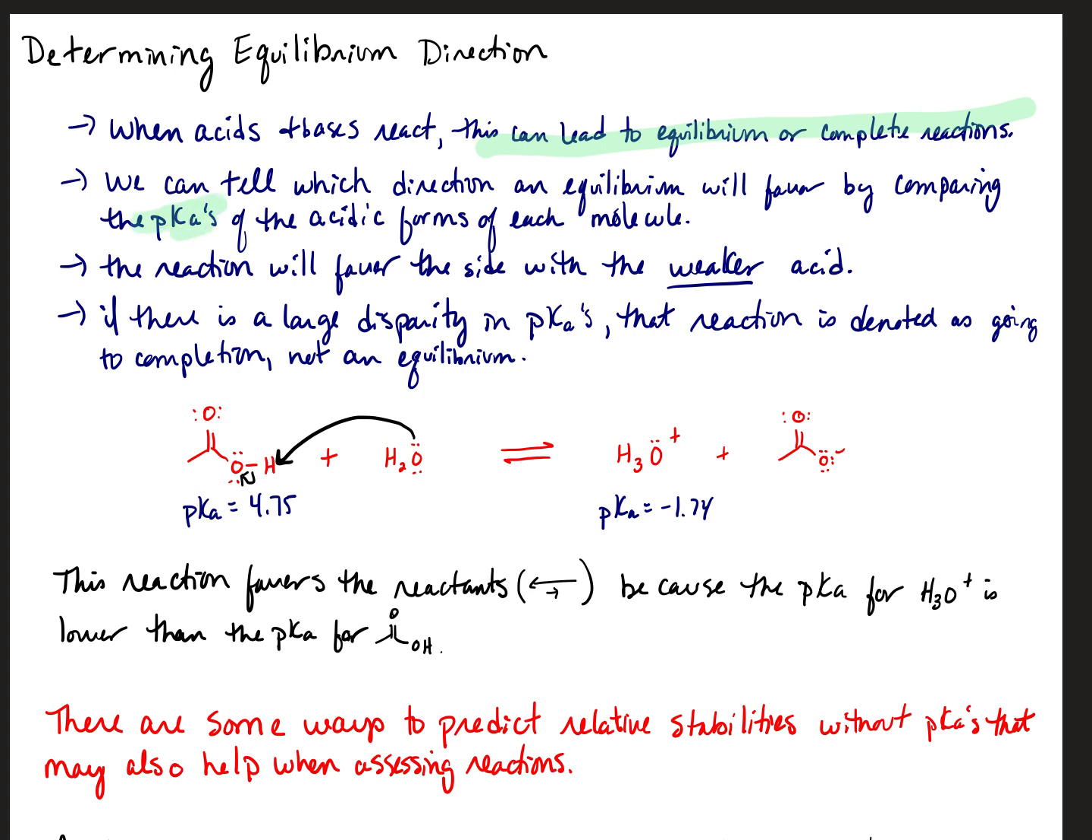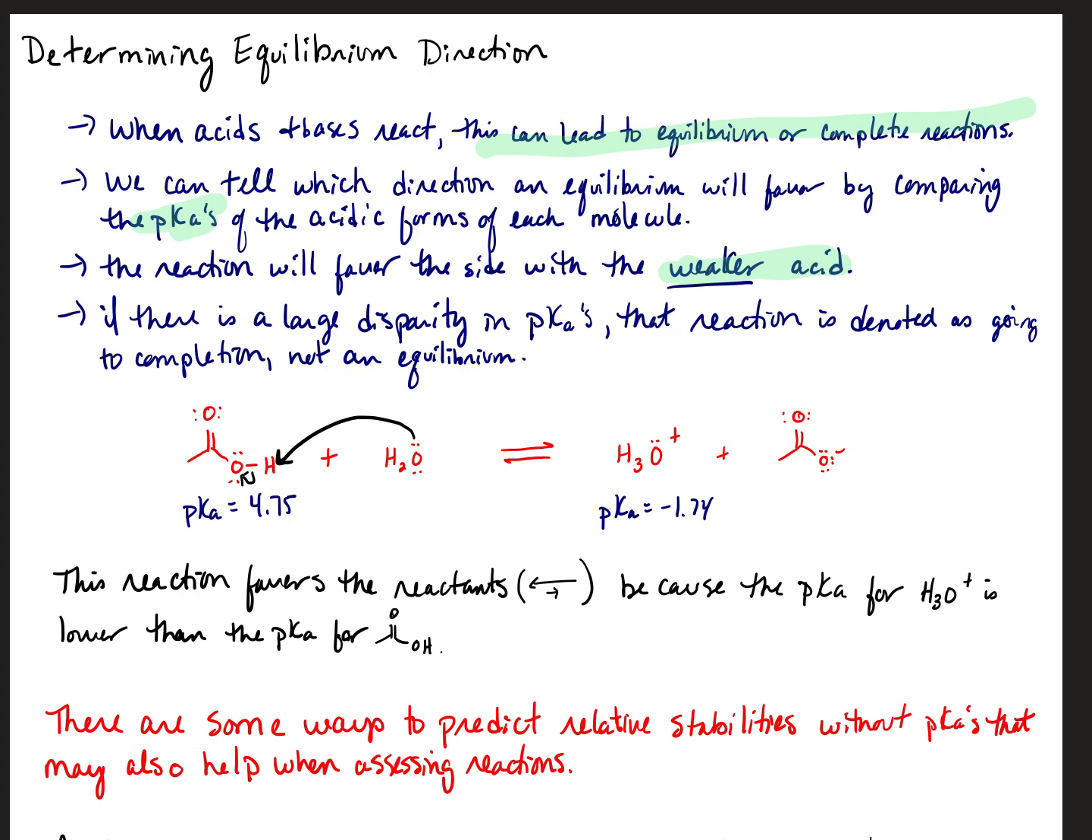Now, we are going to favor the reaction side with the weaker acid. So the one with the lower pKa is more reactive. It's a stronger acid. And so that is the one that is going to react most, and so we can push the reaction then to the other side, and we know which side that is. If there's a large disparity in the pKa's, that means that basically we're going to go to a completion situation and not just an equilibrium situation.